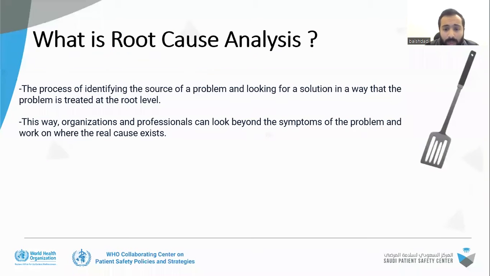So next, please. What is root cause analysis? Our subject today, our workshop, is root cause analysis. It is the process of identifying the source of a problem and looking for a solution in a way that the problem is treated at its root level. This way, organization professionals can look beyond the symptoms of the problem and work where the real pain, the real cause, exists.